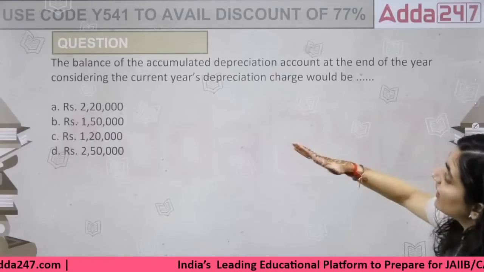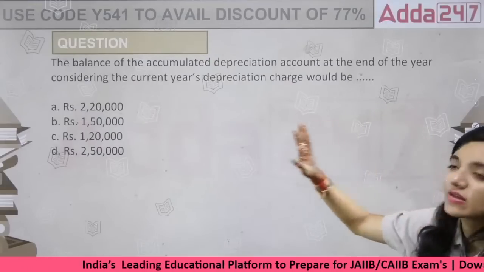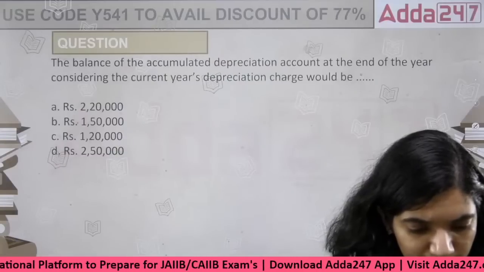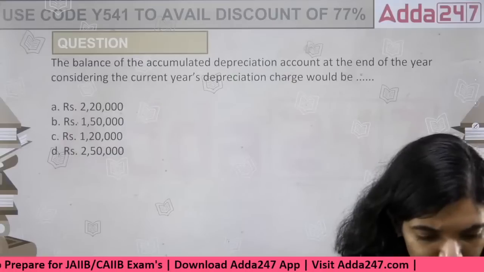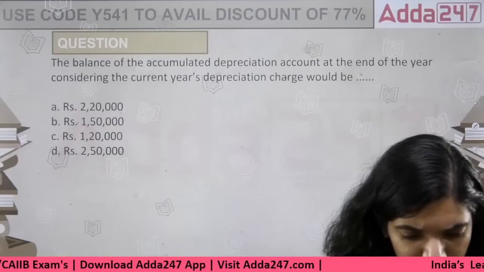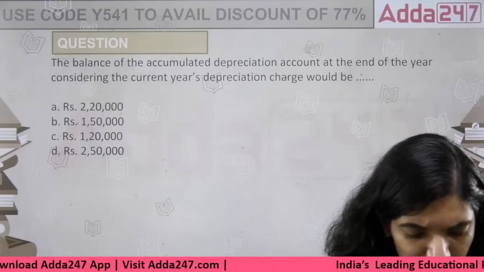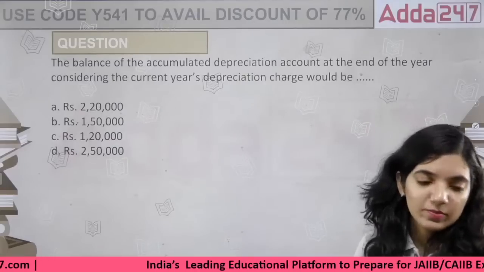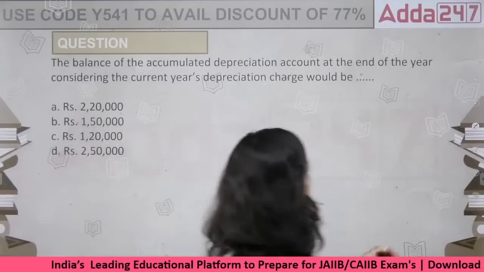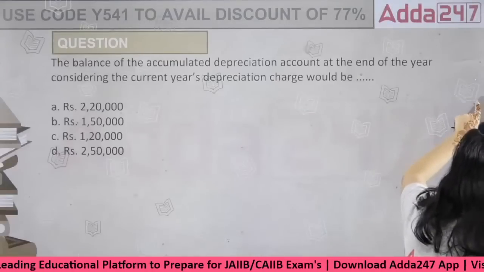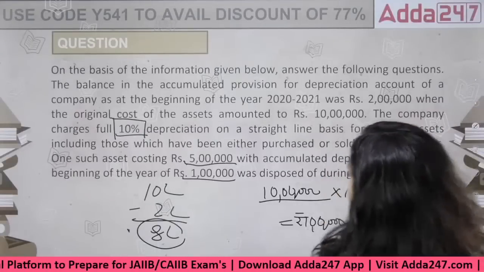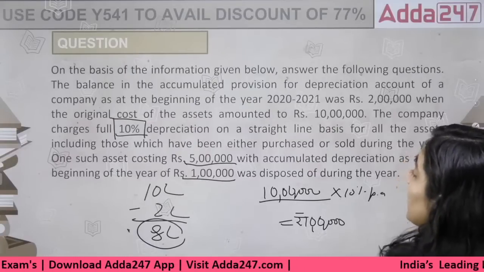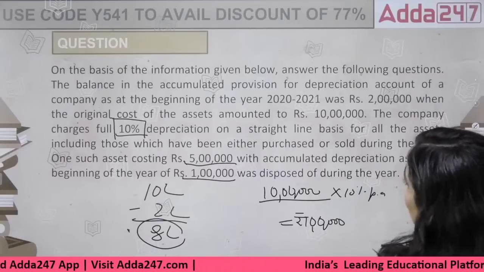Right. The next question says the balance of the accumulated depreciation account at the end of the year considering this year's depreciation. What would be the amount? Okay, as you know that there was one particular asset that we sold during the year. Let's go back a bit. The answer is 1,50,000, but for that, how do we calculate it? As you know, this particular asset was sold during the year: one such asset costing rupees 5 lakh with the accumulated depreciation as at the beginning of the year was disposed of during the year. There was a particular asset that we lost.